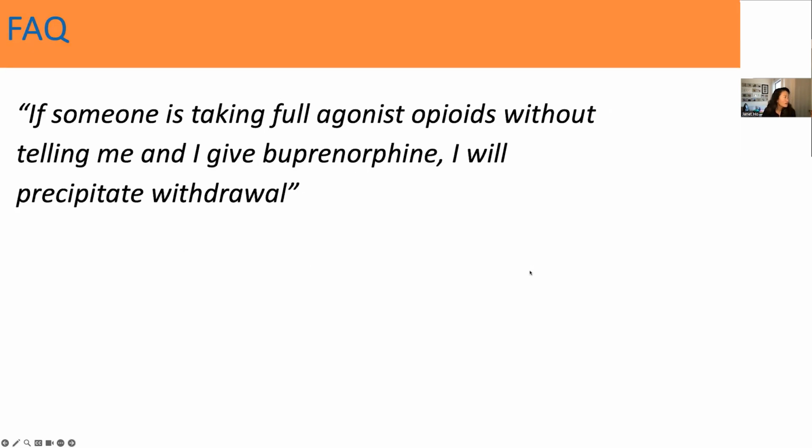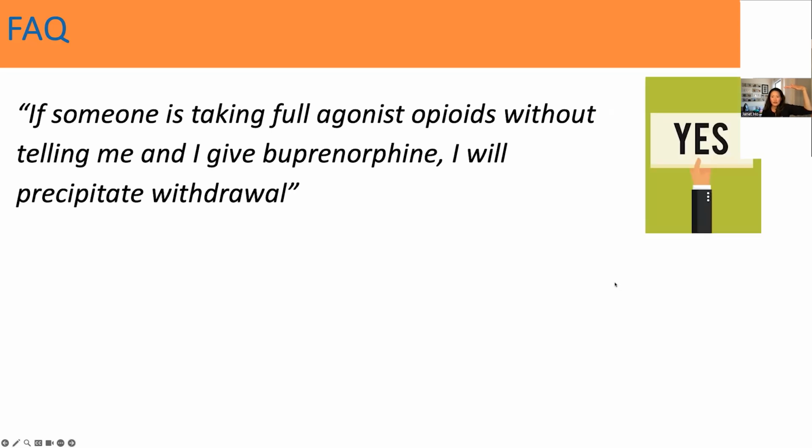All right. So if someone is taking full agonist opioids without telling me, and I give buprenorphine, I may precipitate withdrawal in them. Yes or no? Yes, great. That's true. That's exactly what we said. So if someone is at a full agonist kind of sensation and you introduce buprenorphine, they're going to drop to a partial agonist, and that delta is going to feel like precipitated withdrawal.